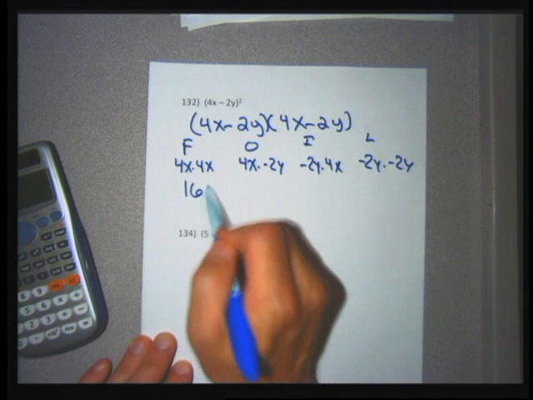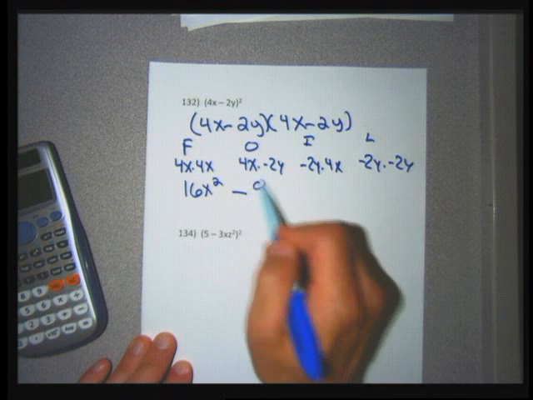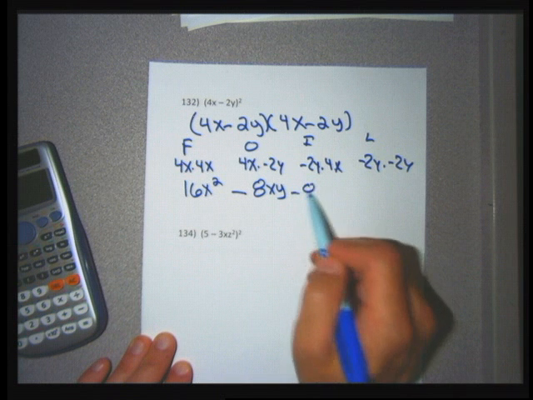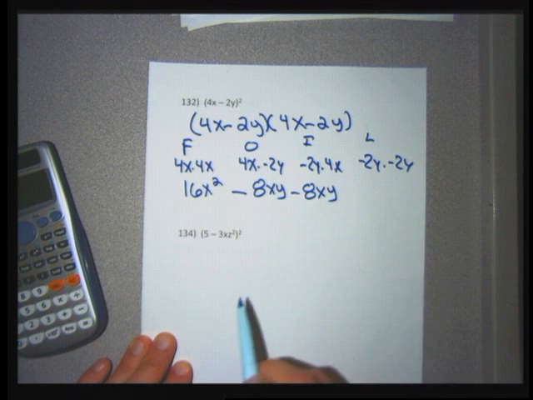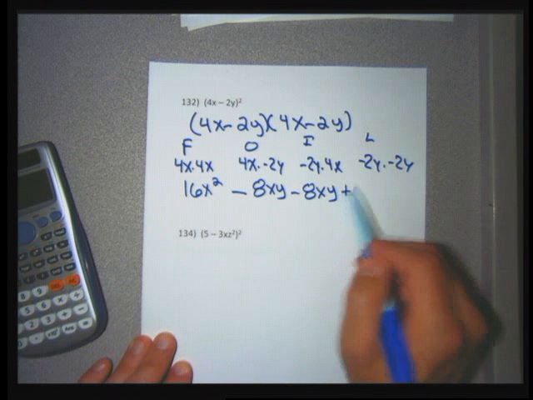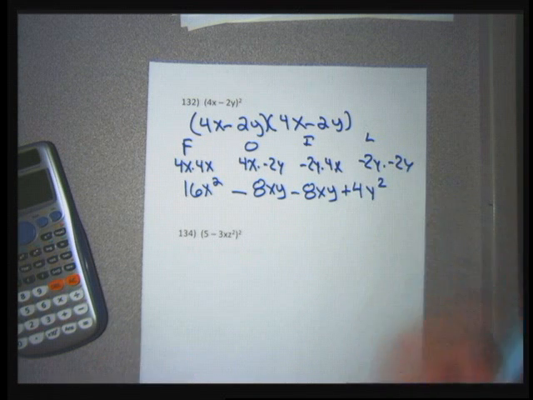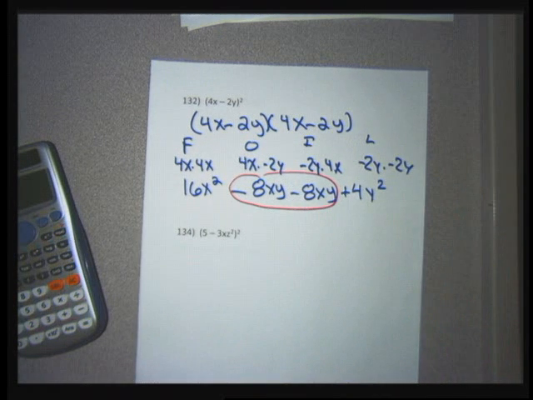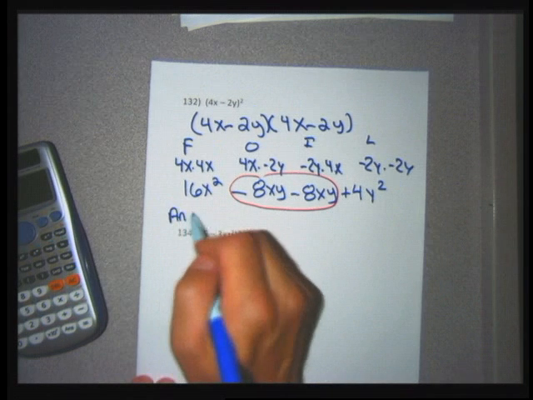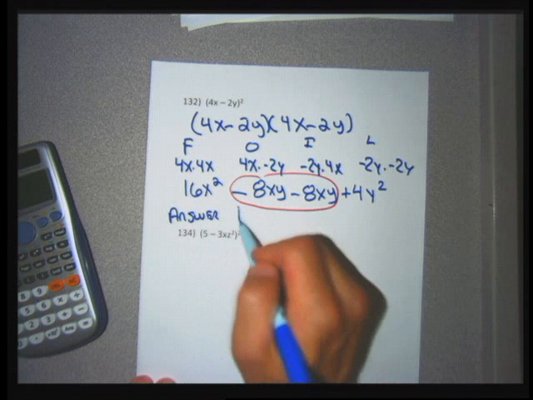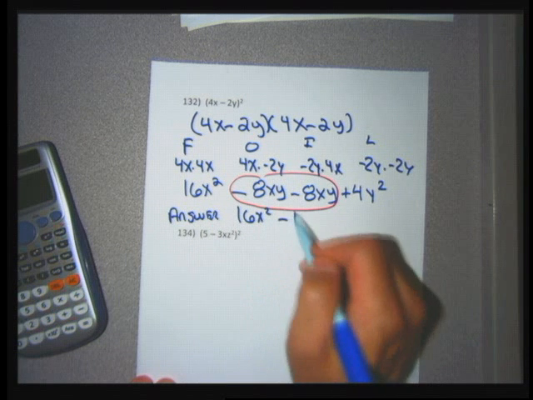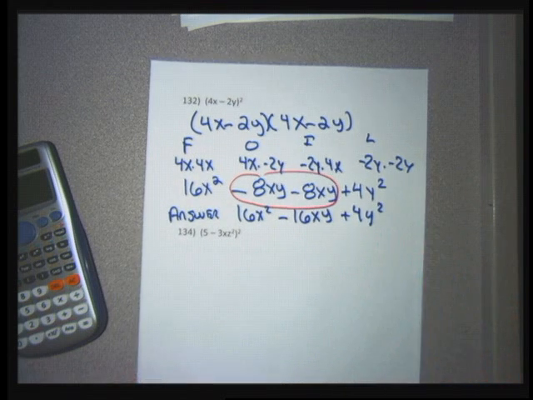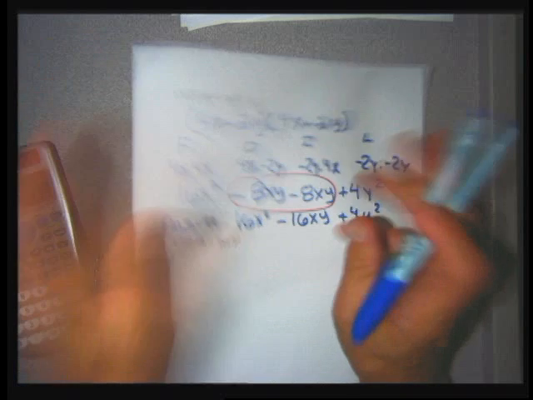Firsts, I get a 16x squared. Outers, I get a minus 8, and I leave the x and the y intact. Inners, I multiply the negative 2 and 4 and get a minus 8. Write the x and the y alphabetically. Lasts, minus 2 times minus 2 is positive 4. Y times y is y squared. I'm going to combine these together by adding the negative 8s to get a negative 16. And when you're adding or subtracting, the letters stay the same. So I'm going to get 16x squared minus 16xy plus 4y squared.